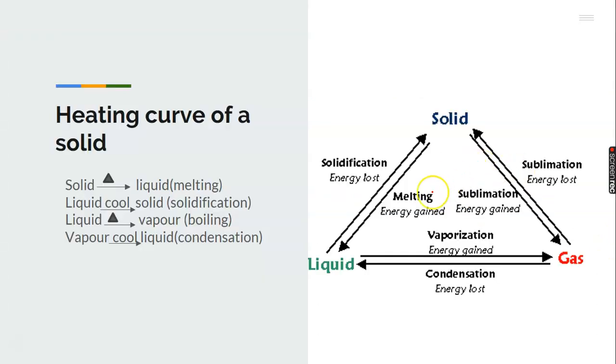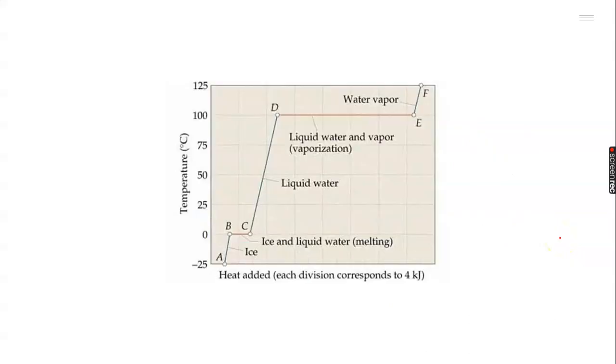So this triangle shows how the change of state can be done. Heating a solid to liquid, you say the solid has melted. When you cool a liquid, it becomes solid, and you say the liquid solidifies. That's solidification. Liquid to vapor, that's boiling. Vapor cools to liquid, condensation. So you can see the solid go to liquid and back to solid, solid directly to gas and back to solid, and you see them in the triangle there.